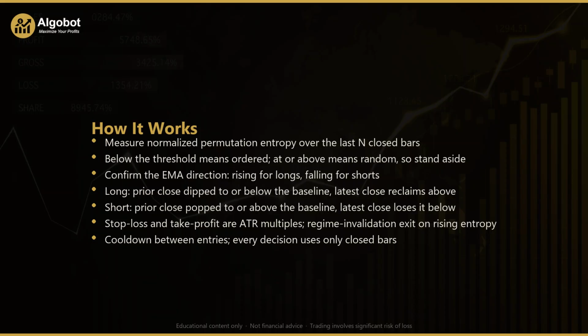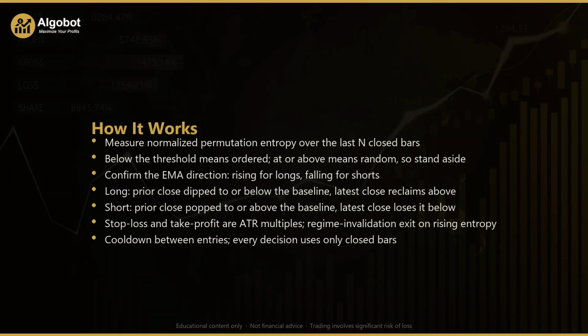Then it looks for the pullback reclaim. For a long, the prior close must have dipped down to or below the baseline, and then the latest close must climb back above it. That's a dip into the moving average that gets reclaimed while the trend points up. For a short, the mirror image applies. The prior close pops up to or above the baseline, and then the latest close falls back below it while the trend points down. When those conditions line up, the strategy signals an entry and places a market order.